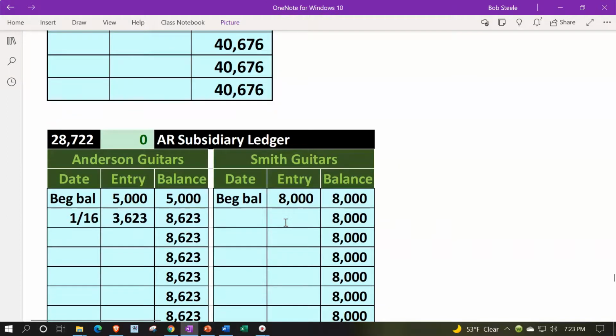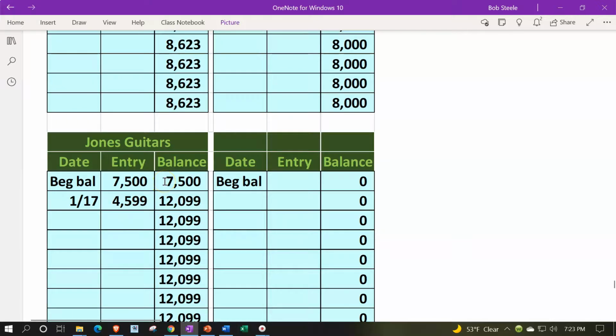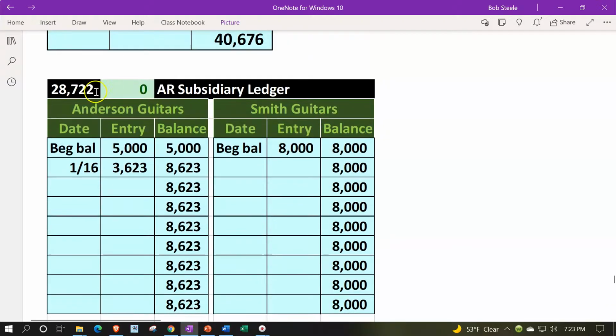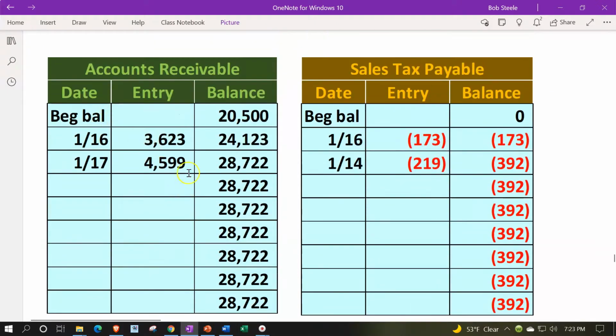The accounts receivable subledger now, we then sold the second one to Jones. Jones owed us before $7,500. It's going up by $4,599 to $12,099. If I add up all four of our customers in the subledger, that adds up to the $28,722, which should match our GL ledger, $28,722.